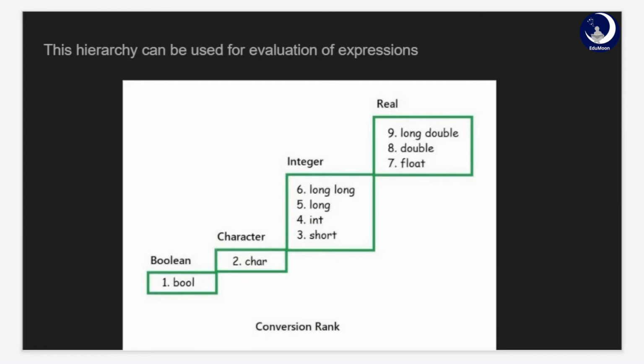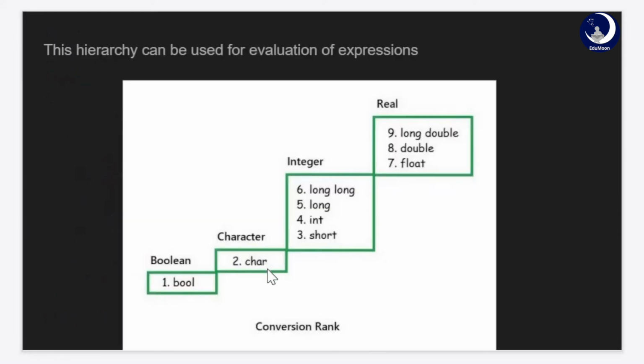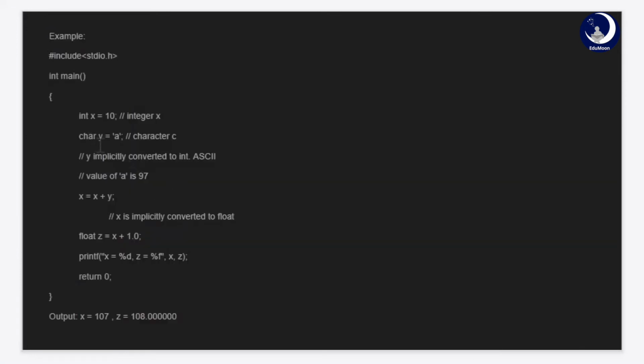Let us have a look at the sample program of how this is being executed. In this program, we have x as an integer and y as a character. So in the hierarchy, character can be converted to integer. Likewise, here y will be converted to integer data type. So when we have to calculate the value of x is equal to x plus y, here the value of y is converted to integer implicitly. So it is automatically converted to integer implicitly.